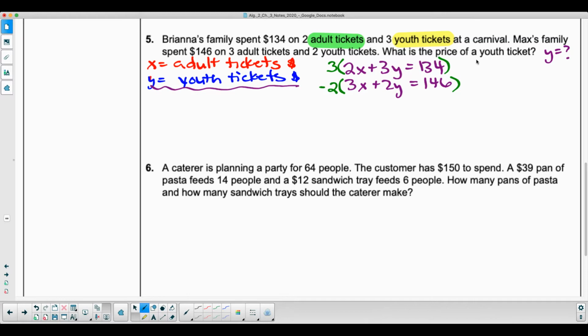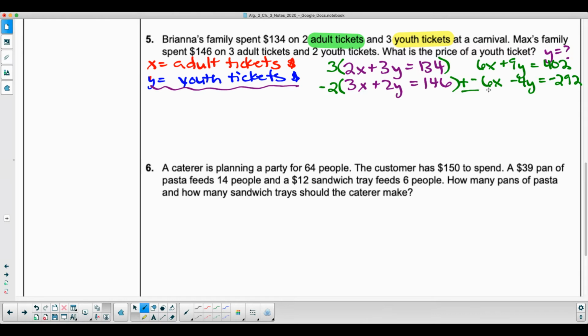So we end up with 6x plus 9y equals, I'm not going to lie, I can't do that in my head, 402. And then our next equation is going to be -6x minus 4y equals -292.